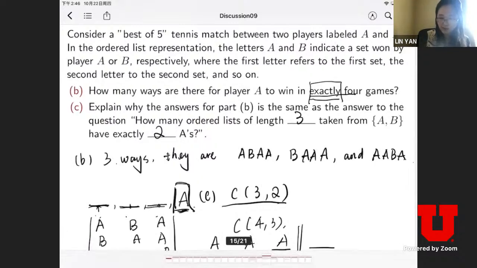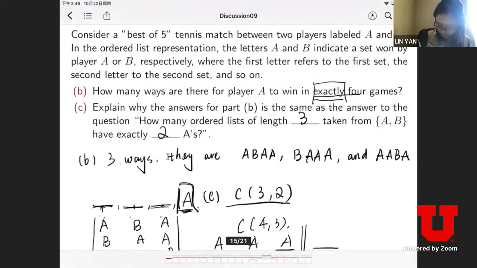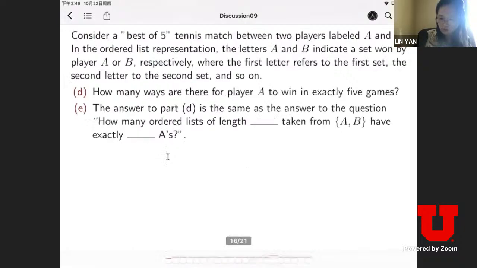Okay, let's try the next one. They are quite similar, but you can try it on your own and see if you have understood the previous one. So firstly, please tell me how many ways are there for player A to win in exactly 5 games? And then please tell me which choose which.